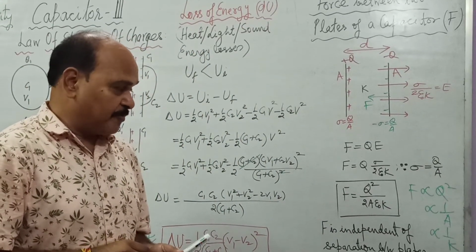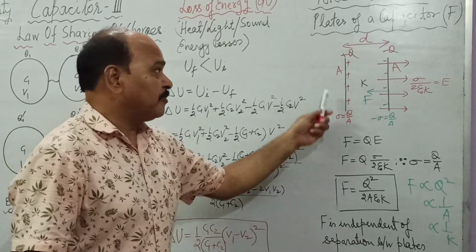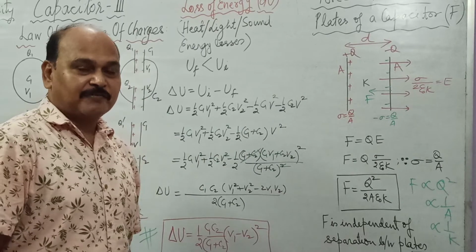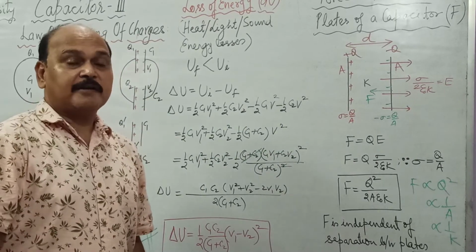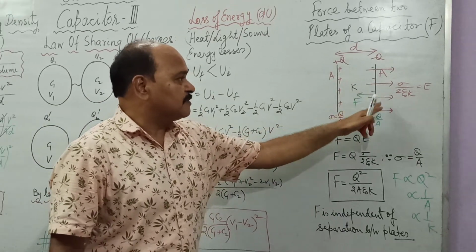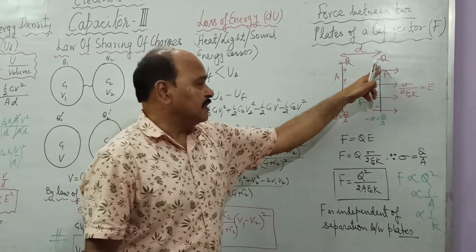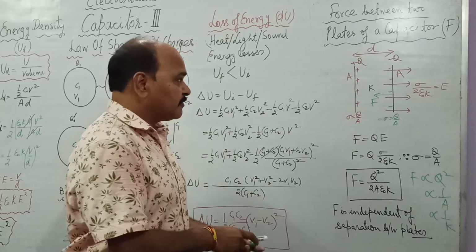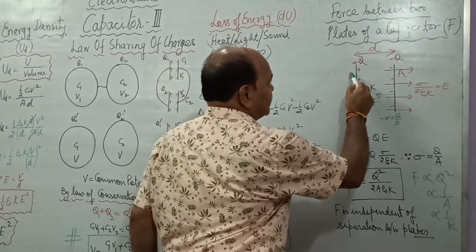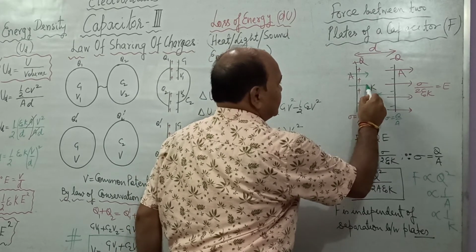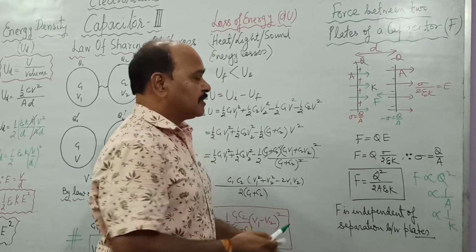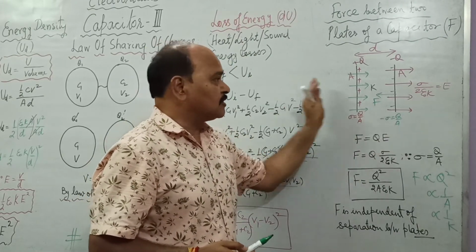But one thing very, very important: this force does not depend upon the distance between the two plates. Why? Because the electric field due to a surface charge distribution is independent of distance between the two plates. Well, what is the force because of this plate here? This is negative charge. So because of negative surface charge, the electric field would be towards the negative charge.